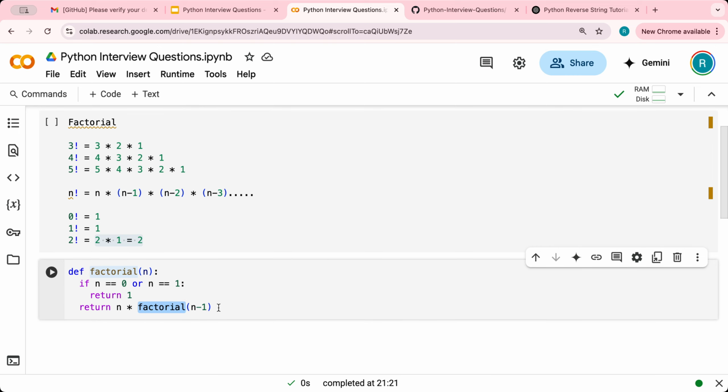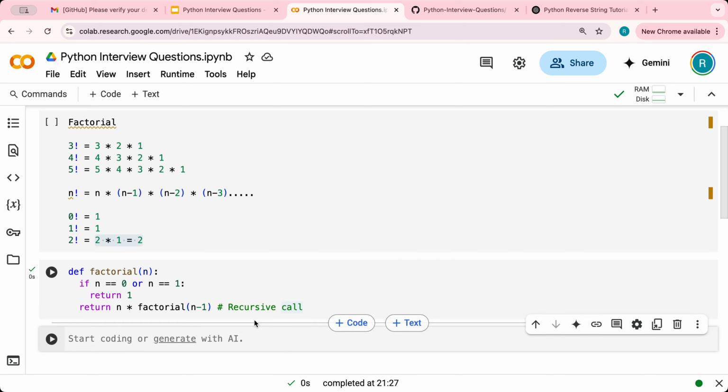Whenever we are writing factorial over here, we are calling the same function. So we are calling a function within the defined function. This is called a recursive call, and it works continuously until the value becomes 0 or 1.